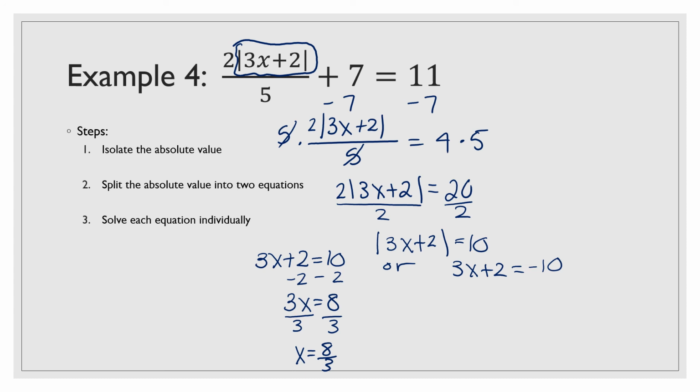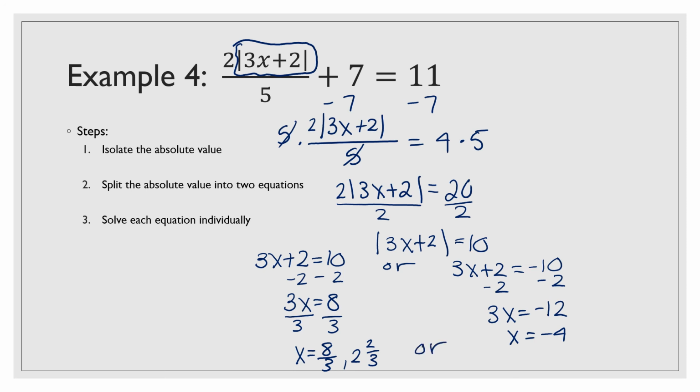You can leave this as 8/3. You could also make it a mixed number. So this could also be 2 and 2/3, really however you want to do that. And we can go ahead and solve the second equation. We get 3x equals negative 12 and x equals negative 4 when we divide both sides by 3.